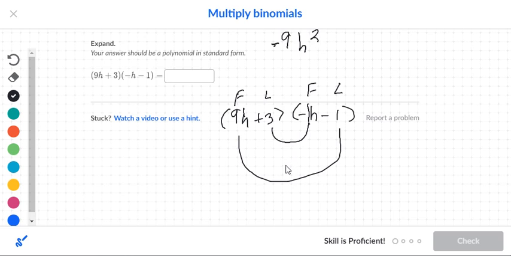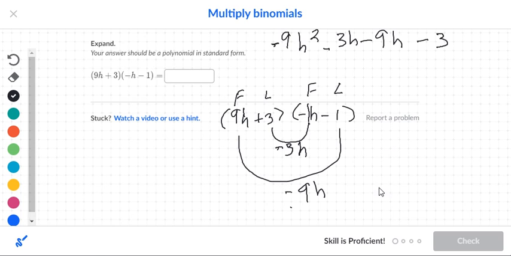Okay, let's do the double smiles. So we're going to say 3 times a negative 1. So 3 times 1 is 3, but it's a negative 3h. My last one's going to be 9h times a negative 1. So 9 times a negative 1 is a negative 9, and with the h after it. So I have a negative 3h, and then I have a negative 9h. Okay, then I finish with my last term. So I have a positive 3, and a negative 1 is a negative 3.